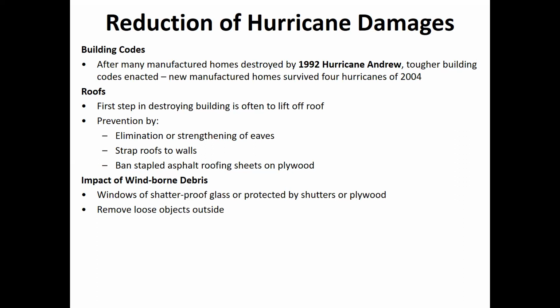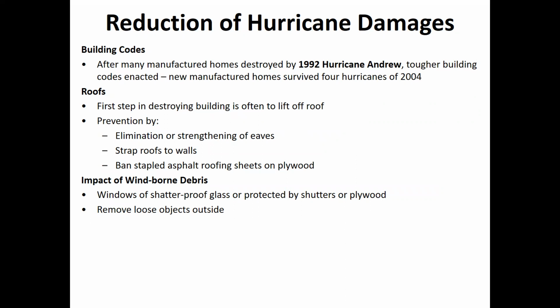So we can alter the building codes. After many manufactured homes were destroyed in 1992, Hurricane Andrew, tougher building codes are enacted. New manufactured homes survived the hurricanes of 2004. As far as roof construction, the first step in destroying a building is often to lift off the roof. This can be prevented by strengthening of eaves, strapped roofs to walls, and band stapled asphalt roofing sheets on plywood. Build more durable, basically steady roofs.